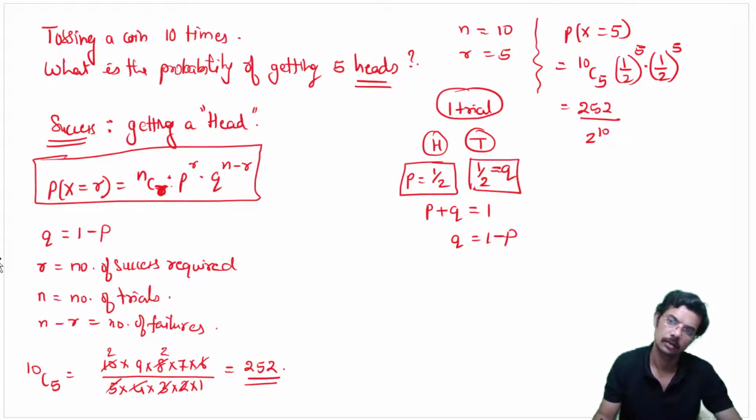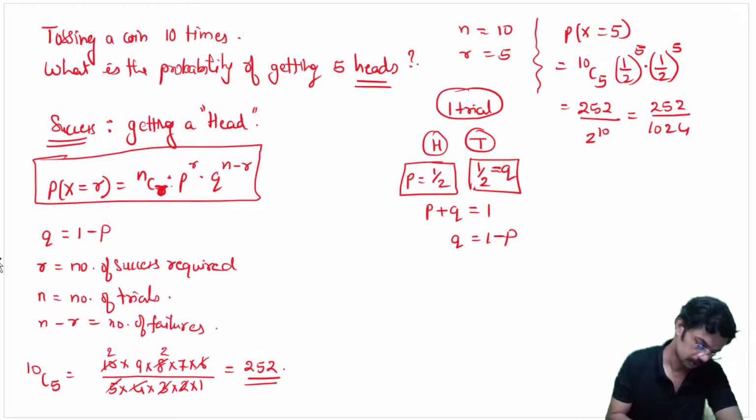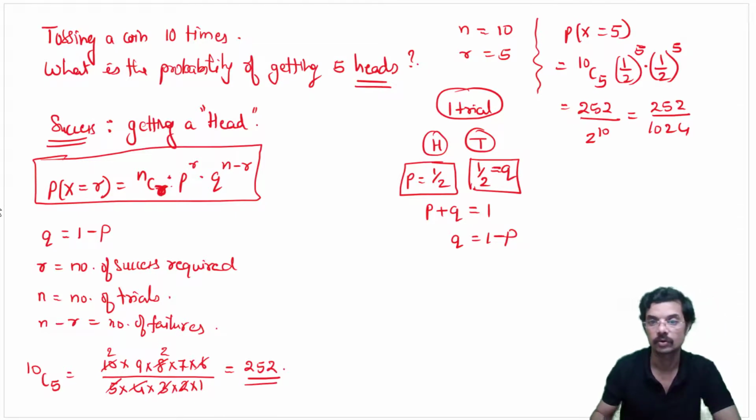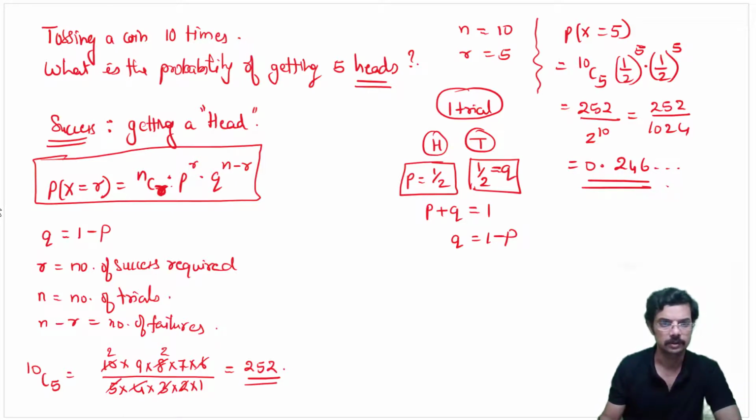What is 2 raised to 10? 2 raised to 10 is equal to 1024. This is 252 divided by 1024, which is equal to 0.246 and so on. This is your probability. So this function is called the binomial function.